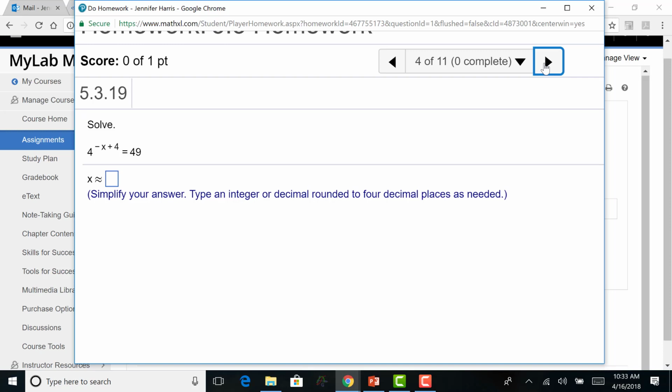Log, put a box here. You need a box here and a box here so you can fill all of these boxes in. What goes in the first box? For mine, it's going to be a 4. What goes in the second box? 49. Last box, negative x plus 4. What's our goal here? What are we trying to get by itself? And eventually we end up with the x by itself. Is that what we want? Yes, that's what we want.